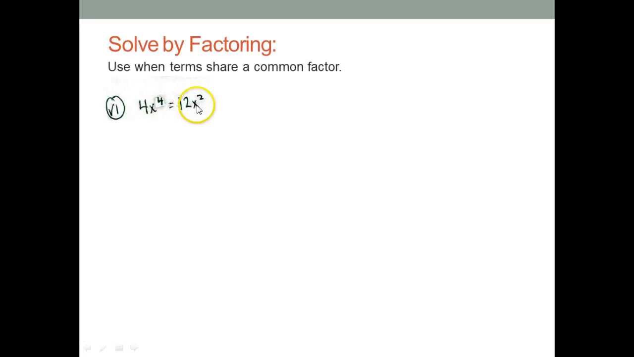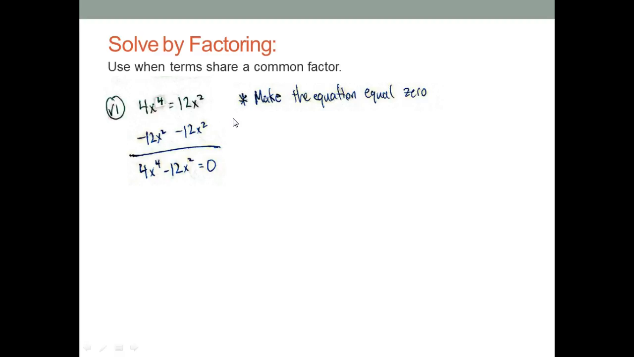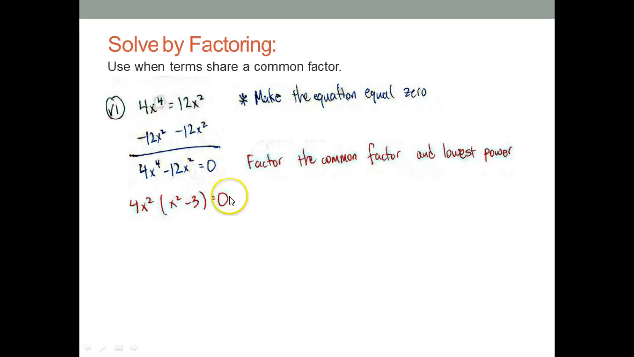And I do know that if I factor out an x squared, x squared times x squared is x to the fourth. So they have that common factor. So I'm going to make the equation equal 0. I'm going to factor the common factor out, which is 4x squared. So 4x squared times x squared gives me 4x to the fourth, so I know I'm fine. And 4x squared times negative 3 gets me negative 12, so I know that I'm good.